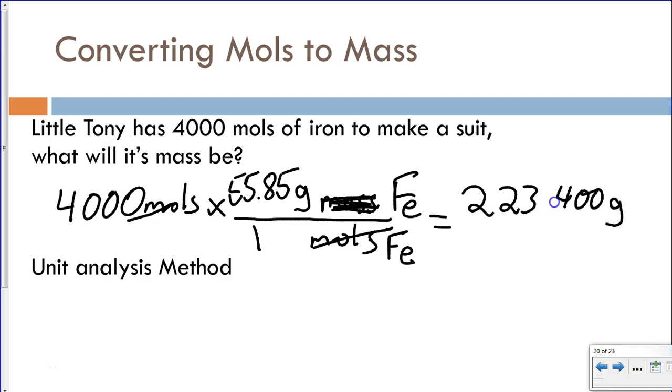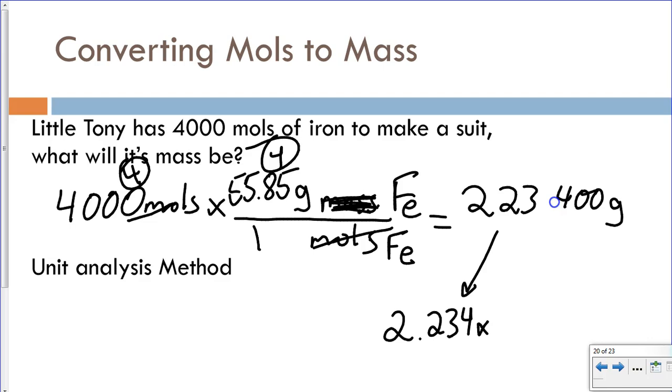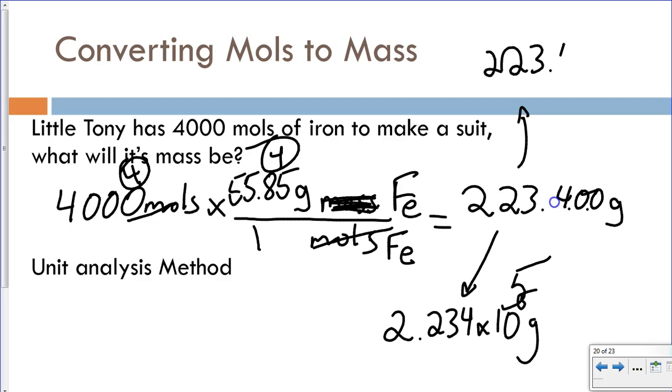This tells me that the mass of iron that I have is 223,400 grams. Now, little side note, whenever you guys are calculating these things, your answer does not have to stay in grams. If you want it to stay in grams, you can go to scientific notation. This would be 4 sig digs. I could call this 2.234 times 10 to the 5 grams. Or, if you don't like leaving it in grams, this is 223.4 kilograms. Sounds like a pretty heavy suit. He's going to need a pretty good energy source to keep that thing moving.